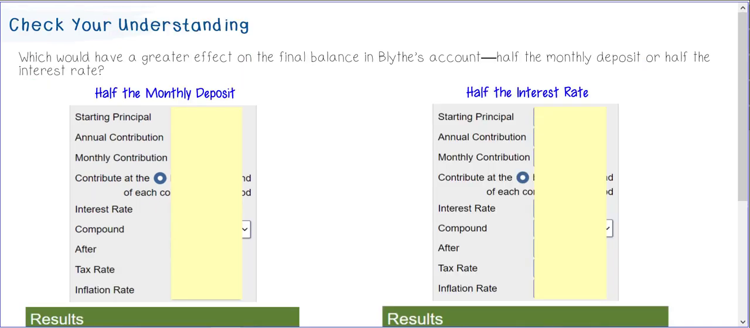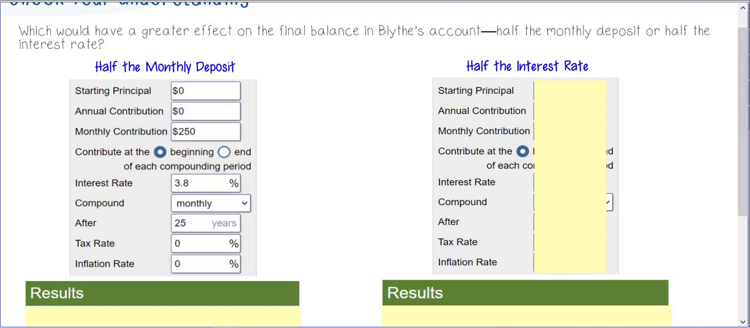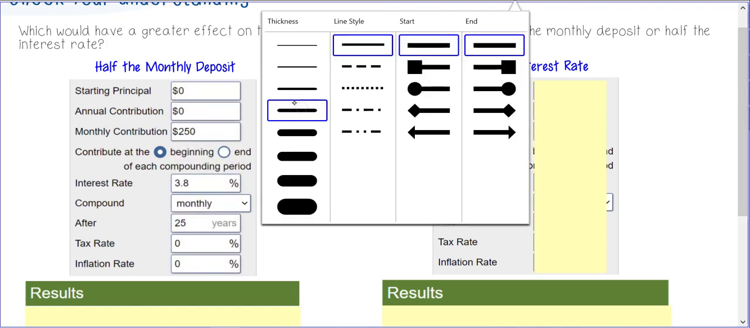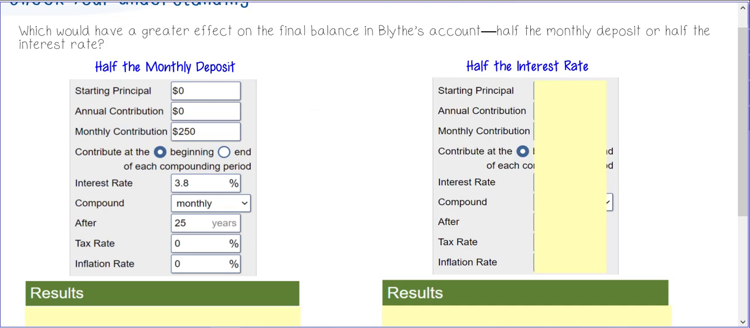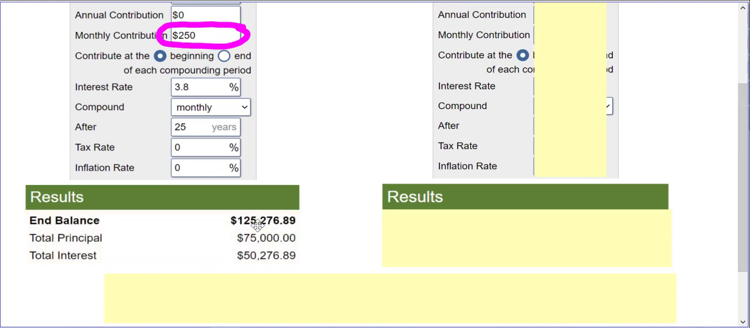Okay, so building on this example, which would have a greater effect on the final balance of Blythe's account: half the monthly deposit or half the interest rate? We use the same information. The only difference is on this first one, we had half the monthly deposit. So our monthly contribution changed from $500 to $250, and it gave us the result of an end balance of $125,000, total principal $75,000, total interest.